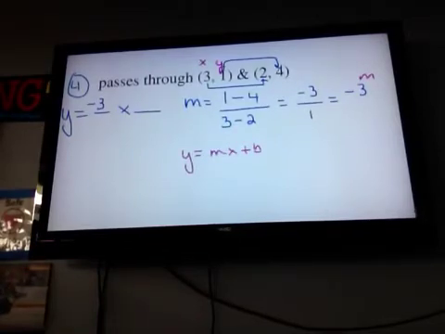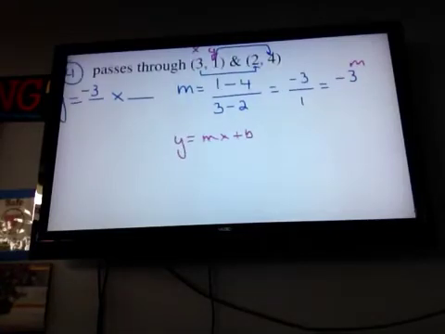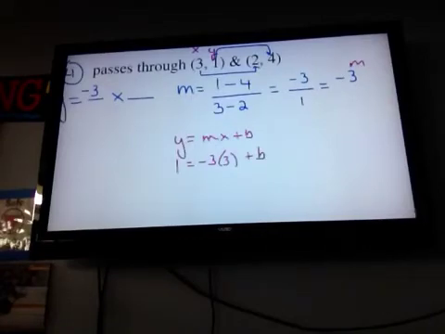I don't know, it doesn't matter though. You can pick whichever one you want. So I'm going to plug it in. So my y from that ordered pair is 1. My m I just found, negative 3. My x from that ordered pair is positive 3, plus b. So I multiply negative 3 times 3, negative 9 plus b, and then add 9 to both sides, and b equals 10.